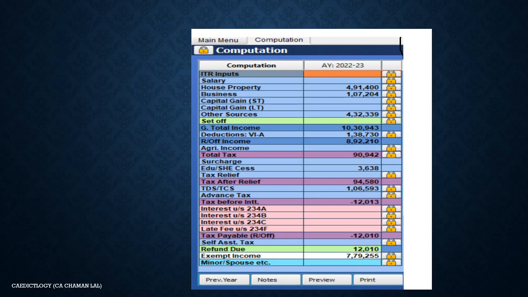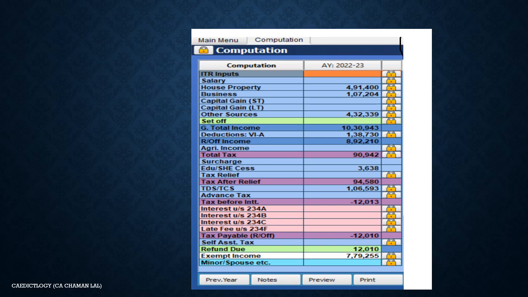Income must be reported sequence-wise. If you have salary income, write down salary; if you have no salary income, write nil. If you have house property income, write it in the house property column; if not, write nil. If you have business income, write it down, otherwise nil. Capital gain, same: if you have capital gain income, write it, otherwise nil. Then other sources.